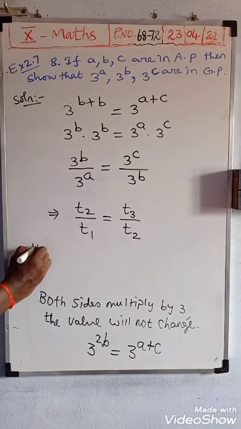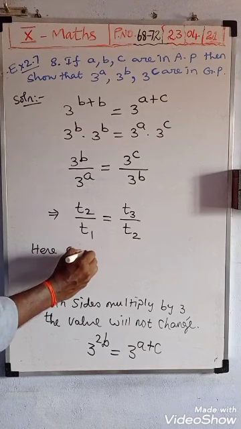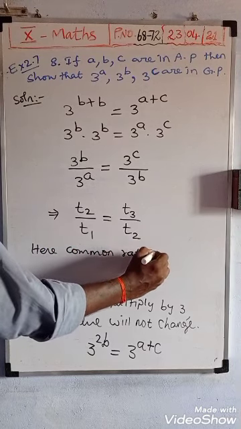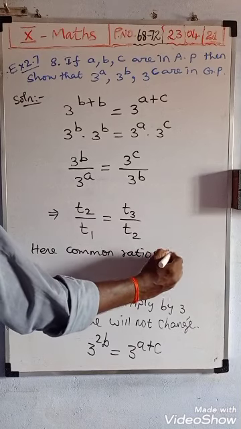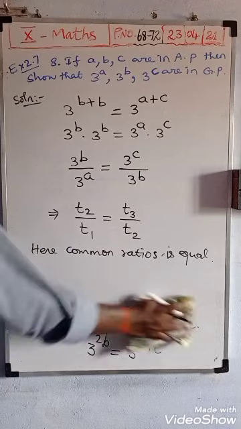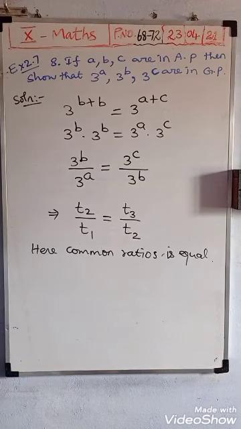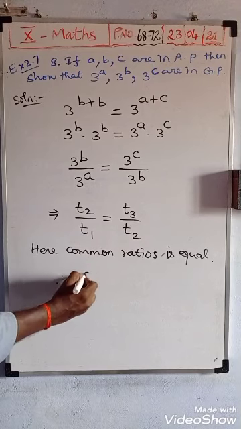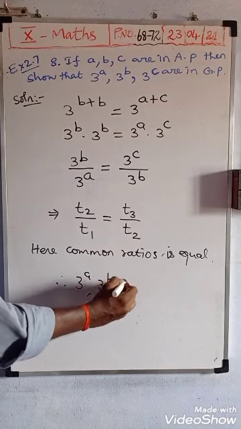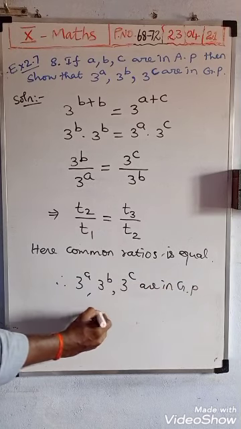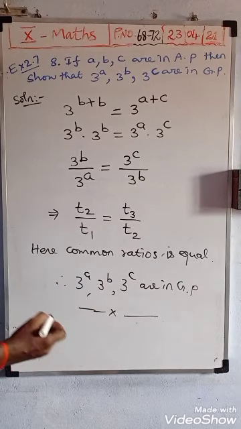Common ratio is equal. Common ratio being equal means these are in GP. Common ratio is equal, therefore 3 power a, 3 power b, 3 power c are in GP. Okay, hence proved. So this only we wanted to show.